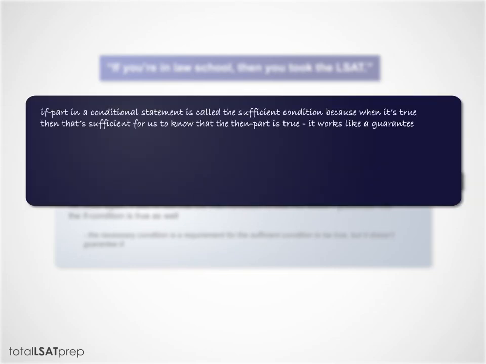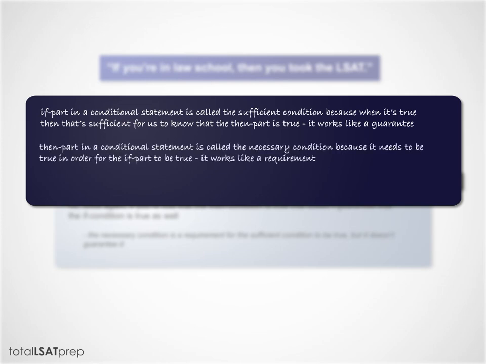So to recap, the if part in a conditional statement is called the sufficient condition because when it's true, then that's sufficient for us to know that the then part is true as well. It works like a guarantee. The then part in a conditional statement is called the necessary condition because it needs to be true in order for the if part to be true. It works like a requirement. And remember, a sufficient condition isn't necessary and a necessary condition isn't sufficient.